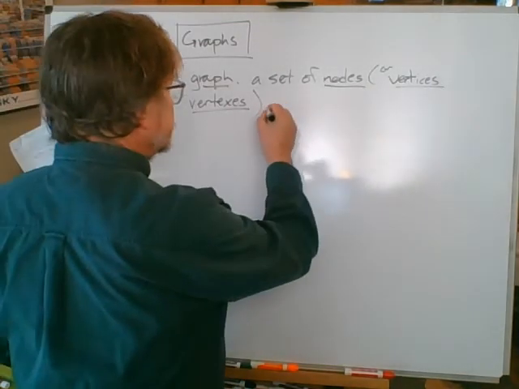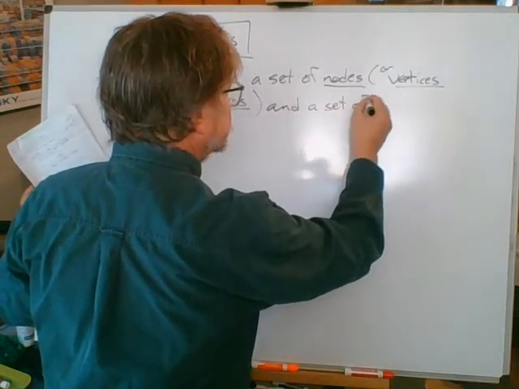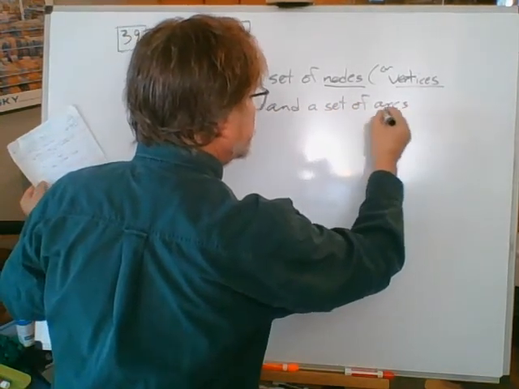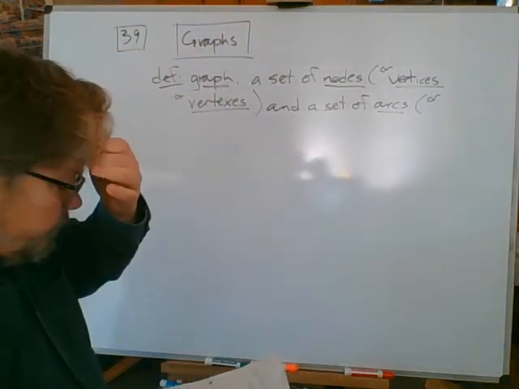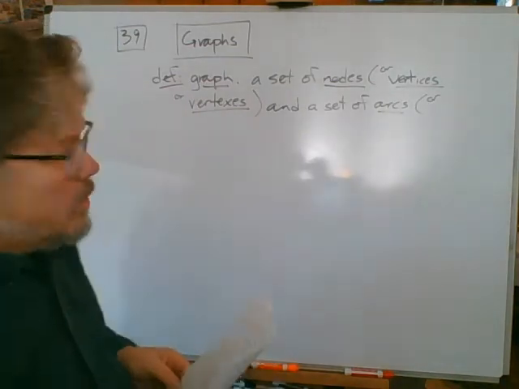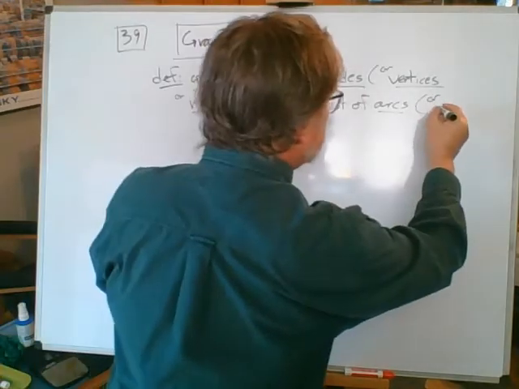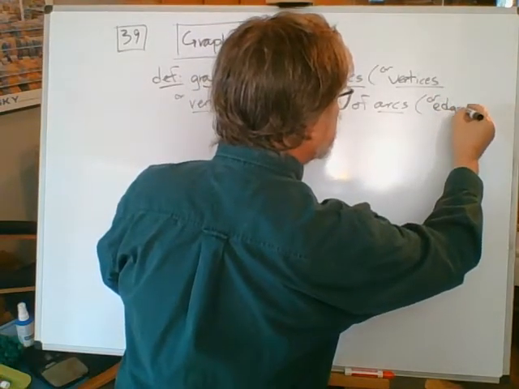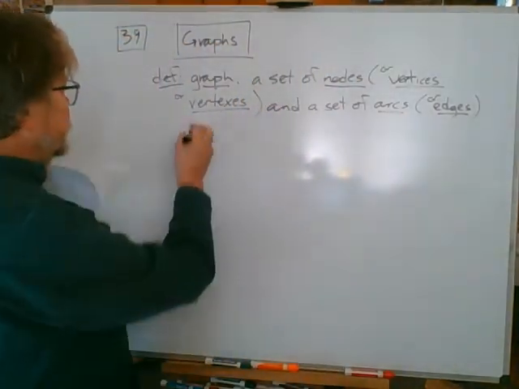And a set of arcs. And there are alternative terms for the arcs. That was Michael. He doesn't bark for very long at a time, so I'm going to hope that passes and we don't have to start over. Arcs or edges, E-D-G-E-S, that connect the nodes.